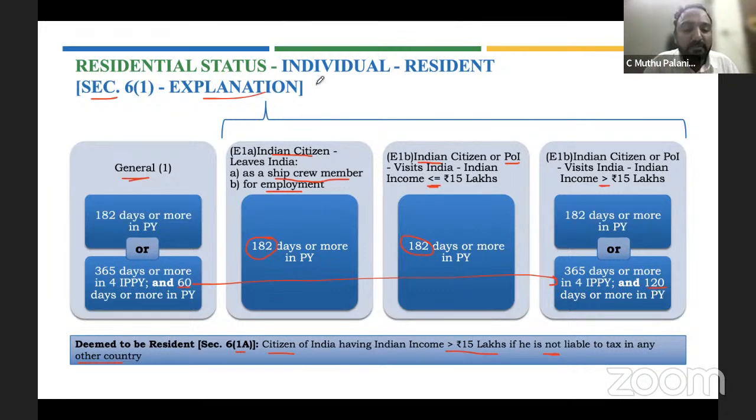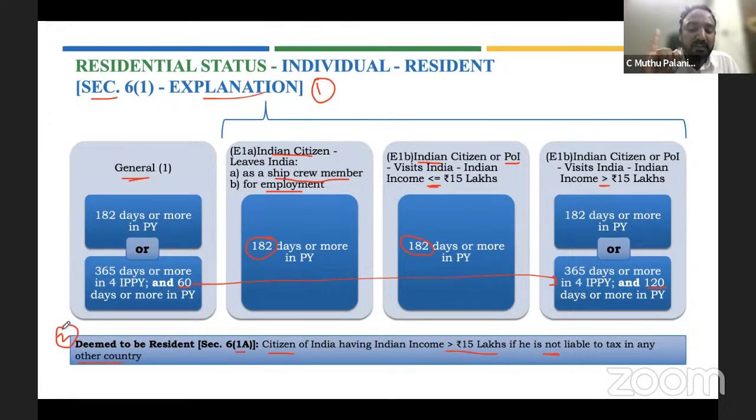So this takes the first priority. If I'm not satisfying any of the conditions, then I have to check whether I am a deemed resident. So that takes the first importance. And then if you have not satisfied one, you have to come to two and check whether you're a deemed resident.